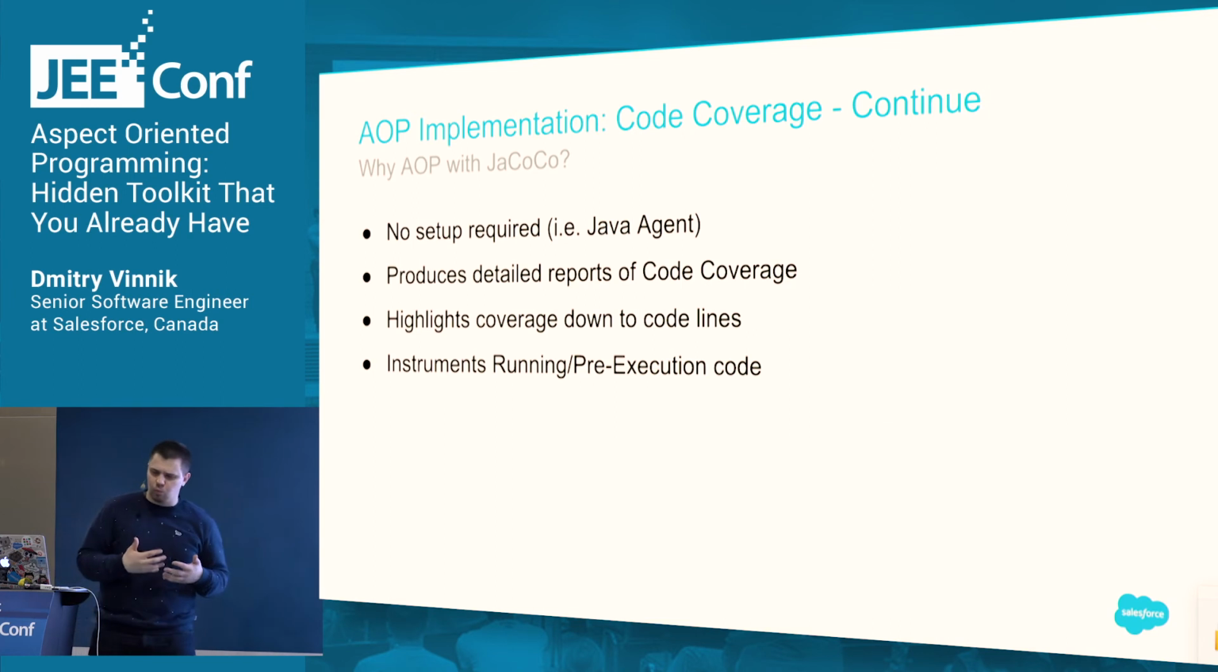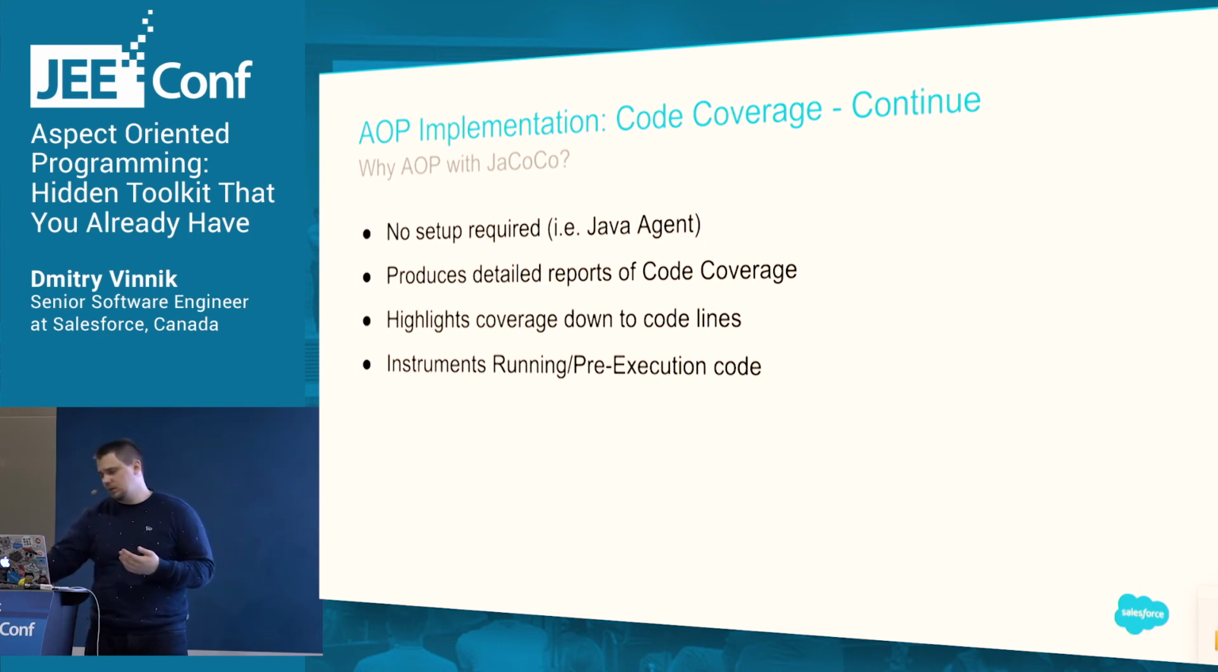But thinking about why even use JaCoCo: it's a Java agent. I like them. They don't require any setup. They exist outside of your main application. You don't have to control them as much. They handle their stuff on their own, basically. It produces the detailed report I just showed. It highlights the coverage down to the line. And it also supports instrumentation on running or pre-executed code.